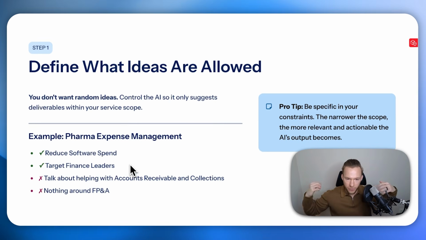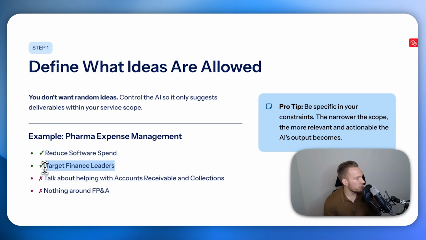Let's say we are that pharma expense management company and we were reaching out to CFOs about how we could help them reduce their expenses. We want to tell the AI, hey, you are not allowed to say anything about helping them with account receivables or collections. You're not allowed to say anything about FP&A. We only want to talk about reducing software spend, and we're going to be targeting finance leaders. So in your business, obviously, it's going to be different, but you want to constrain it.